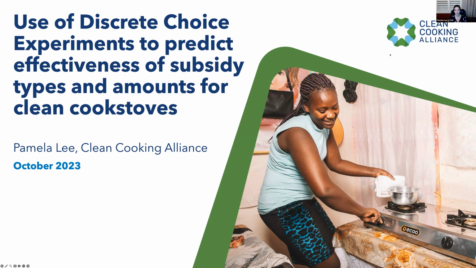Thanks, Colin. There's more than one way to assess what a subsidy level should be, but this is one way. It's using a discrete choice experiment, which is a pretty powerful methodology, and we're going to talk about a study that CCA is in the process of conducting right now for cook stoves. So you can do the subsidy with the product or with the fuel. You guys heard that already today. This one is particularly about the product.